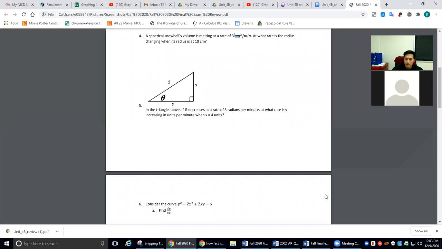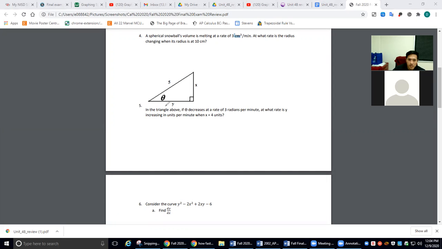I'm going to annotate here. So in the triangle above, if theta decreases at a rate of 3 radians per minute, at what rate is y increasing per minute? So when x is 4, y is something, right? So what is that value?